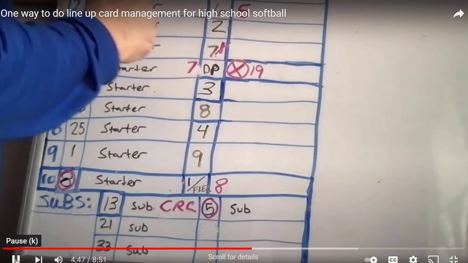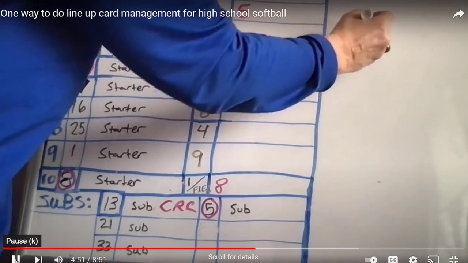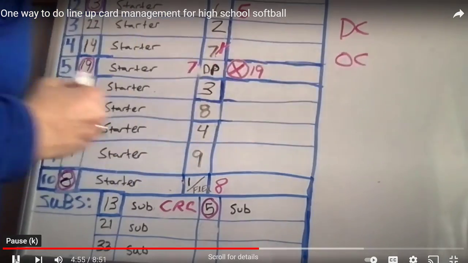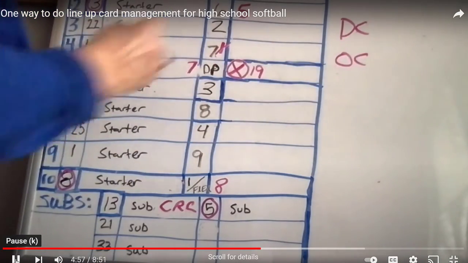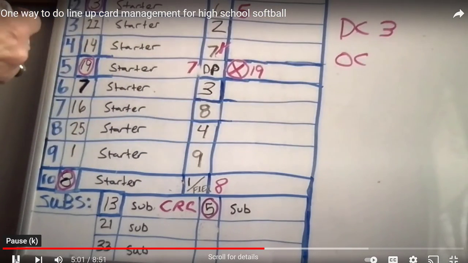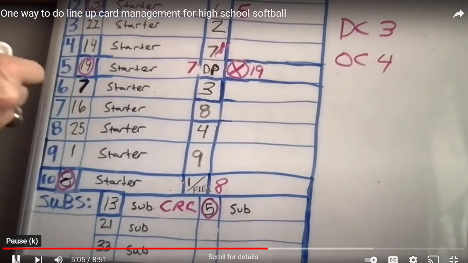We also have to write down our defensive and offensive conferences. At the beginning of the game, I will write defense, conference, offense, conference. And if there's a defensive conference in the 3rd inning, just write down a 3. Offensive conference in the 4th inning, just write down a 4.